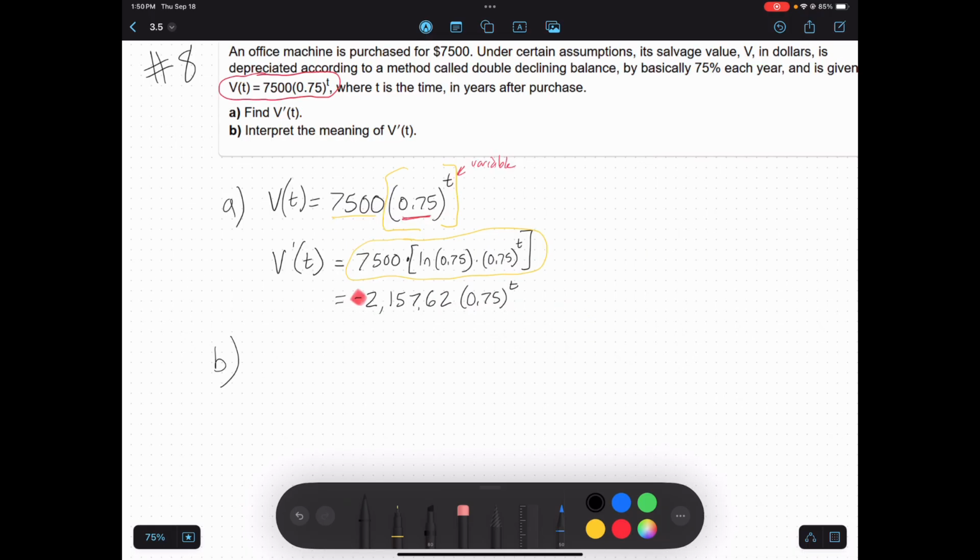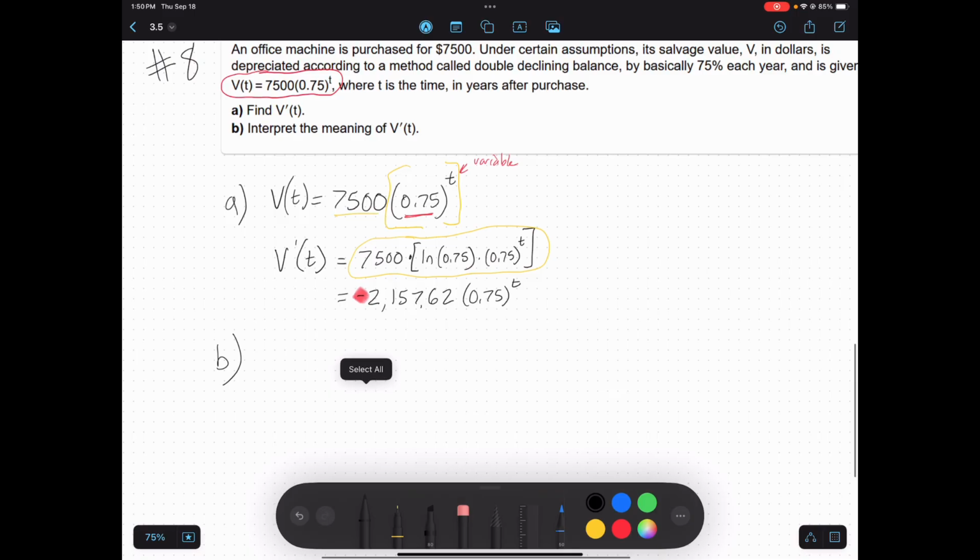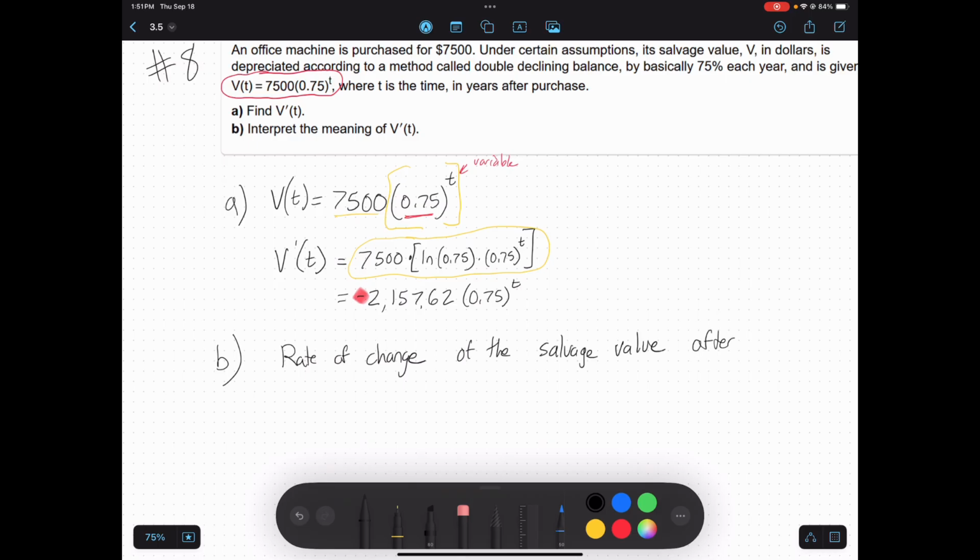Well, this goes directly into part B. What does the derivative actually mean? And the bottom line here is a derivative is a rate of change. And what's changing? The value of the office machine. So this derivative tells you the rate at which the salvage value changes after t years. That's what the t does. Whatever number we plug in is when we're looking at the rate of change. But notice how, like I said earlier, I'm getting a negative value here. Why? The office machine is losing value. It's depreciating in value, so it should be negative. My rate of change should always be negative.